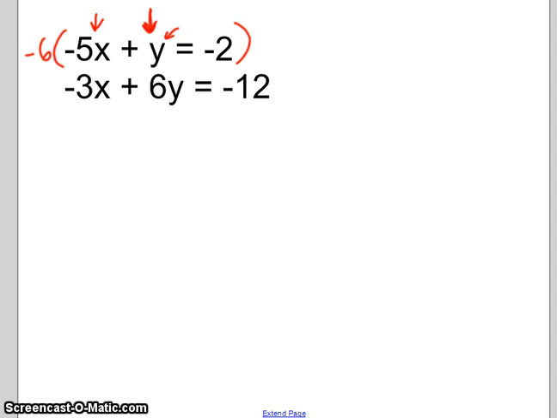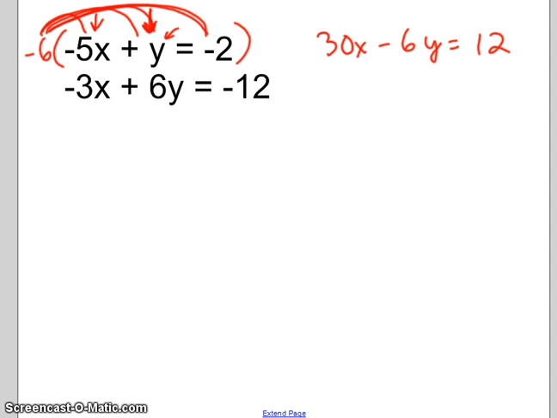Okay, so let's multiply everything by negative 6. So now I have 30x, negative 6 times negative 5 is 30, minus 6y. Negative 6 times y is negative 6y. And then negative 6 times negative 2 is 12. I'm going to rewrite the other equation underneath it so I can add straight down.